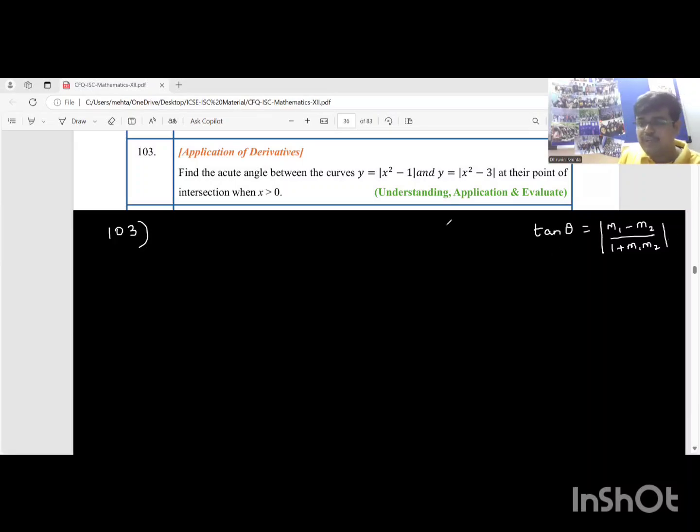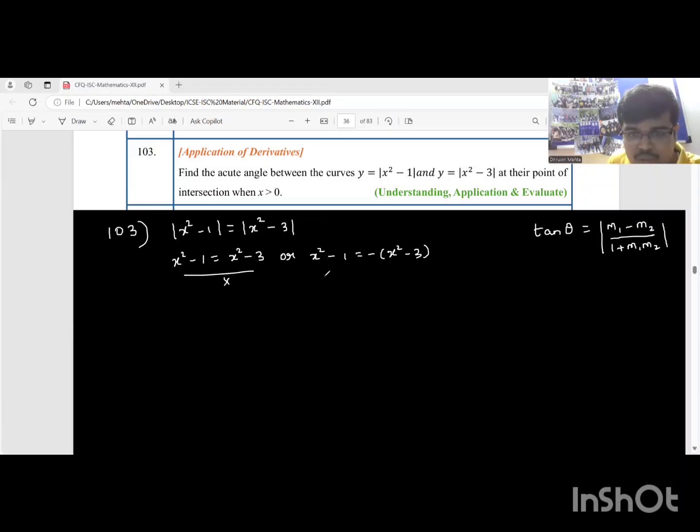Further, we need to figure out the point of intersection, students. Point of intersection will be that point where the y coordinate will be same, which means mod of x square minus 1 has to be equal to mod of x square minus 3. Now you solve this. Over here, students, I'll remove the modulus. When I remove the modulus, it is either positive of x square minus 3 or it is negative of x square minus 3. I hope you know this concept. When we remove modulus, it's either plus or minus on any one side, not on both sides. See, this can't be solved, so you skip this, but we can solve this.